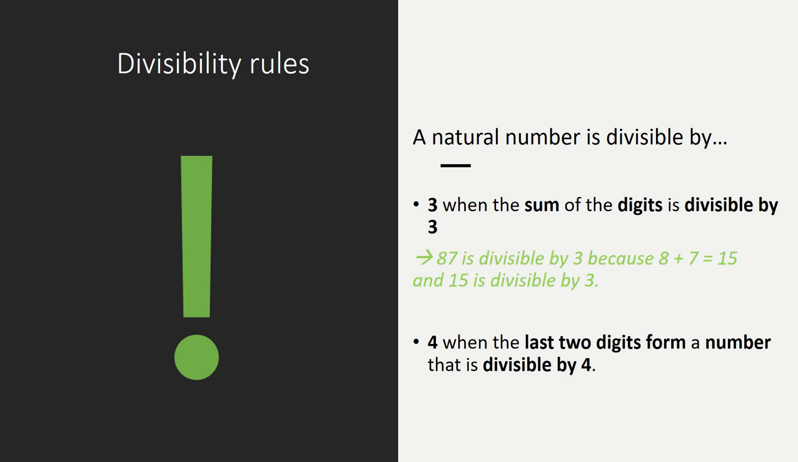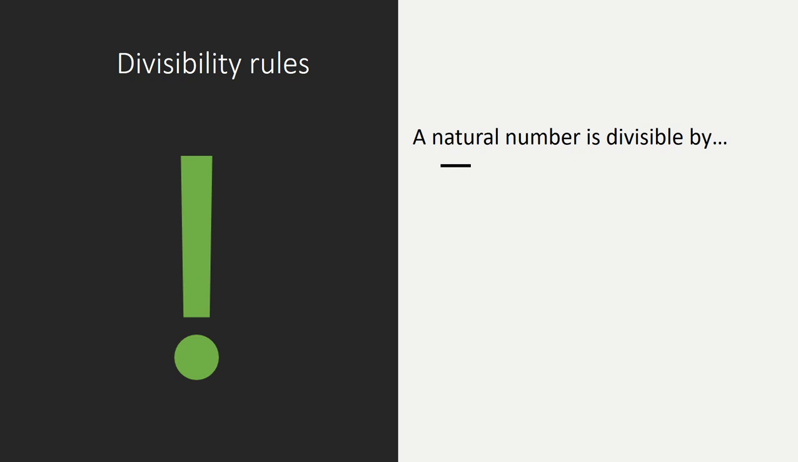A natural number is divisible by 4 when the last 2 digits form a number that is divisible by 4. For example, 912. It is divisible by 4 because the last 2 digits is 12. 12 is divisible by 4 because you will get a natural number as answer.